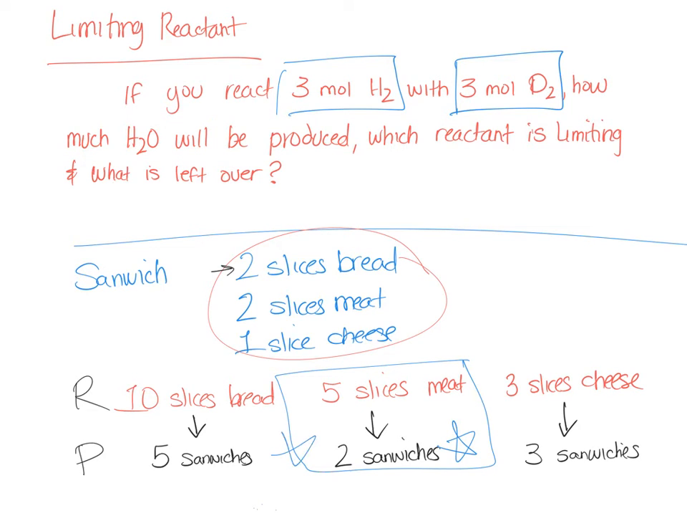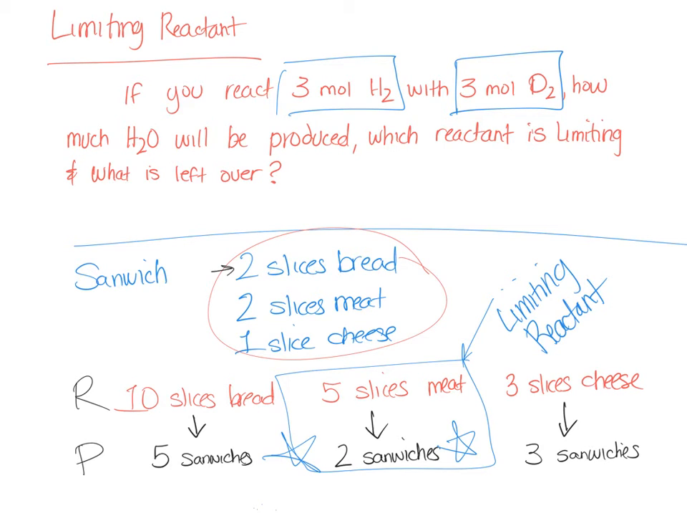That's all I can make, 2 sandwiches. But I'm going to have some leftover of everything, but that's just the way life works. We would say then that the meat is my limiting reactant. It's the reactant that limited me to that smaller amount.